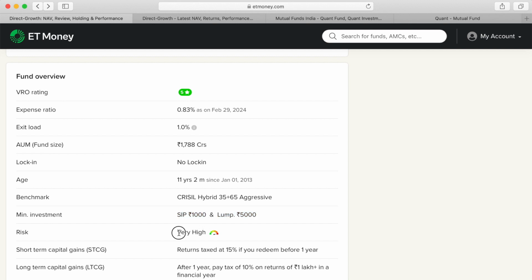The risk ratio of this mutual fund is really high. So you have to be very careful investing in this mutual fund. If you are looking for any short term gain, this is not the mutual fund that you have to get invested in. If you have an investment appetite for over 5 years or 10 years time frame, then this is the mutual fund you have to look for.